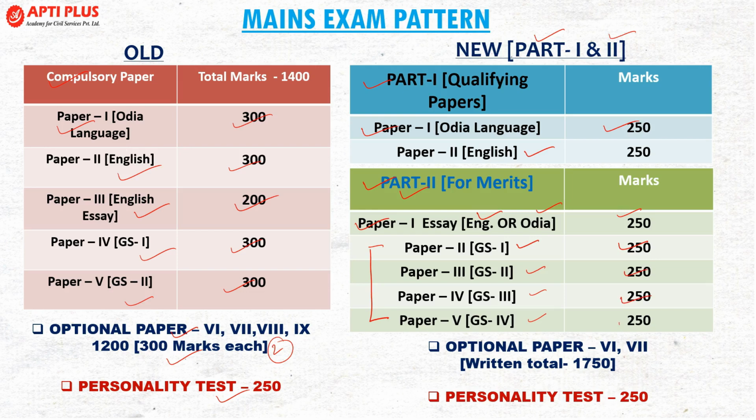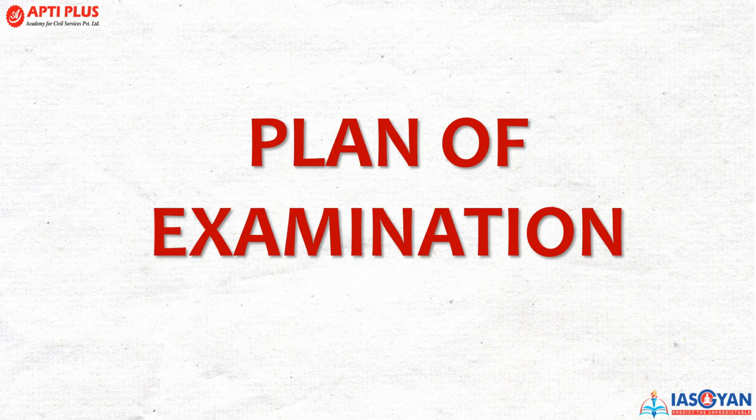So these are some of the major changes that have been brought in by the OPSC in the OCS examination. And the most significant change is the removal of one optional. So from now onwards, you will have only one optional, which will have 2 papers, that is paper 6 and paper 7. The total written marks will now be 1750, and there are no changes in the personality test. This remains the same at 250 marks. You can take a screenshot of this. This will give you hands-on clarity on the major changes from the old to the new pattern.